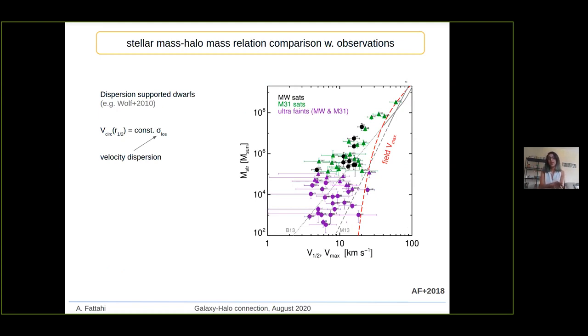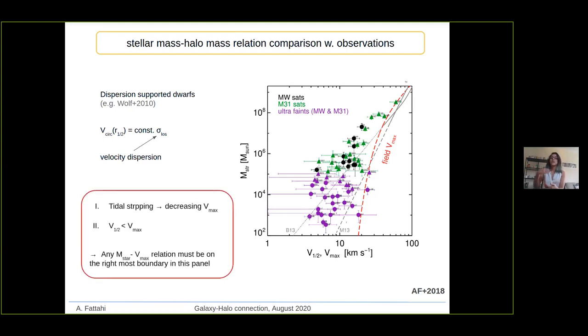That's how they look on this plane. I just want to say that they can tell us about what the scatter and maybe slope of the stellar mass, halo mass relation should be, at least, because as I said, tidal stripping moves things to the left on this panel, and also V1/2 is always less than Vmax. So for any relation here, just to guide the eye, I plotted Moster and Behroozi 2013. Any stellar mass, halo mass relation should basically live on the right-hand side of these measurements.